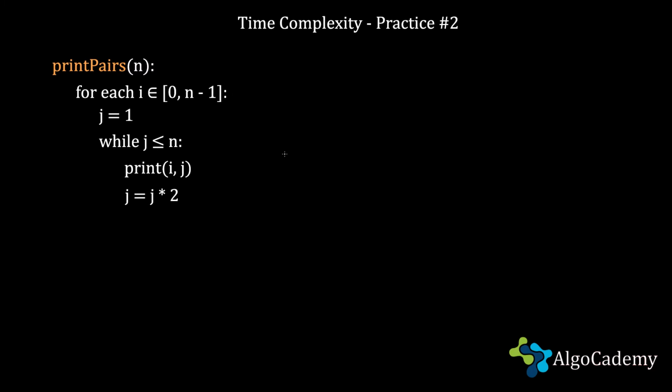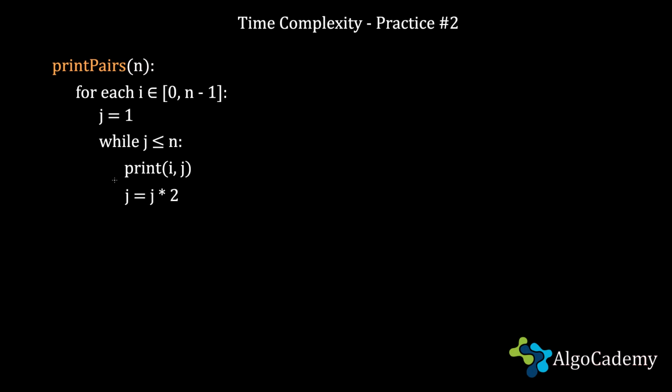So again, we have a function which is named print pairs and has only one argument. Similar to the other function in practice number 1, this function is going to print some pairs, but it's going to do it in a different way. So i takes each and every value from 0 to n minus 1, which is actually the same as before. But now j starts with the value 1, and as long as j is less than or equal to n, we print the pair i and j, and then we multiply j by 2.